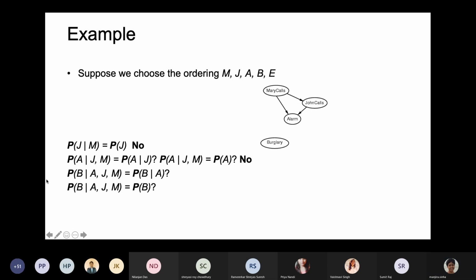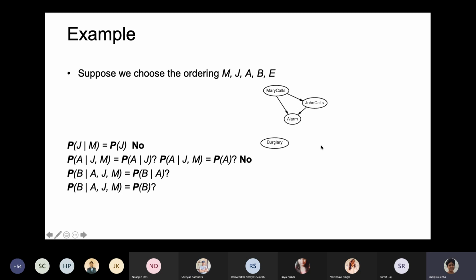Ma'am, is anyone saying something? Ma'am, I have a question. Yes. So you said that if the second statement is equal, shouldn't it be that Mary calls is independent of alarm goes off intersection John calls and not just alarm, right?